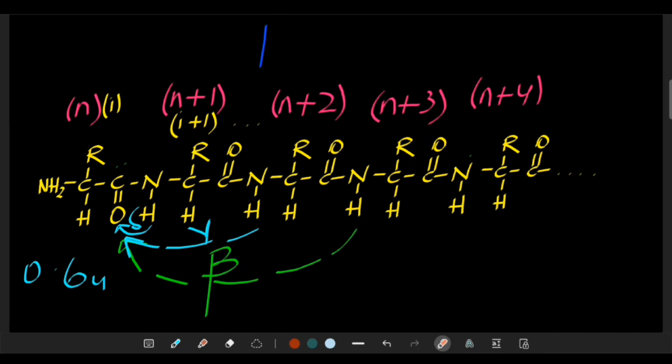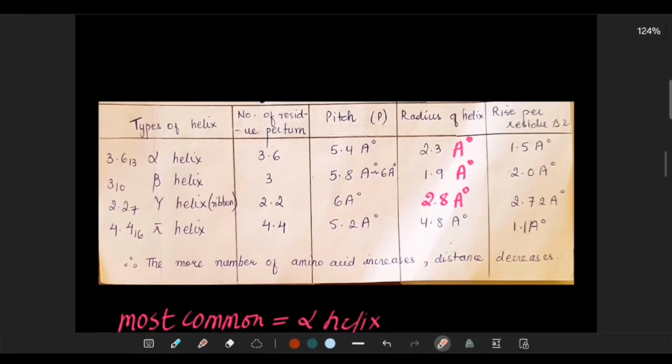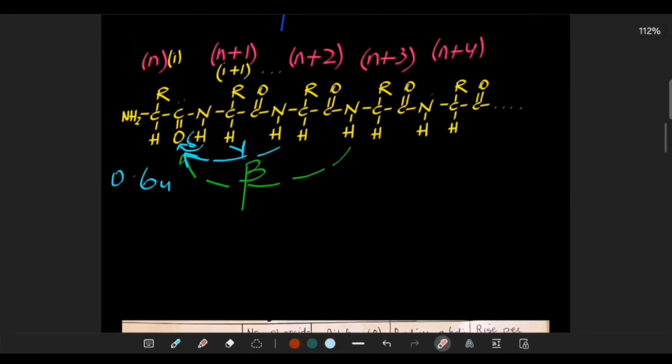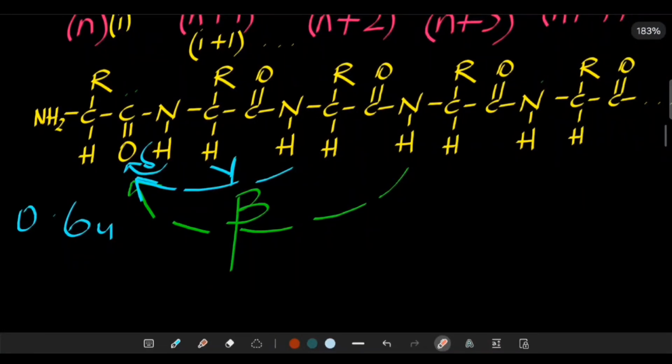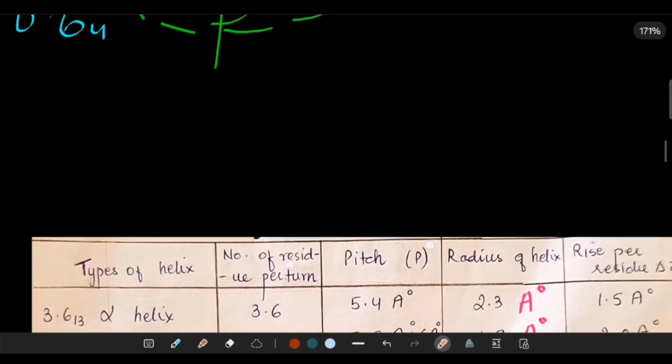Now if you see in this diagram, you'll be able to see that there is alpha helix, beta helix, gamma helix. You can always count the number of atoms, and then you can just find out if it's the perfect one. We talked about 2.27, right? So let us just count 7. So where is the gamma? Okay, so 7. So let us see, 1, 2, 3, 4, 5, and then 6, and then 7, right? So 7. So now I hope you're able to understand what exactly I mean.